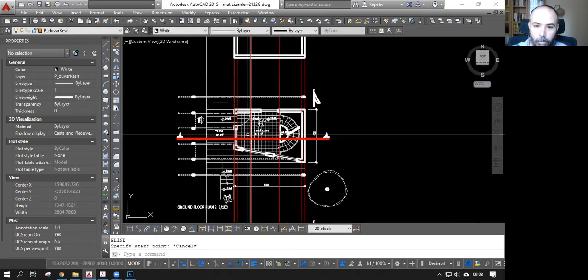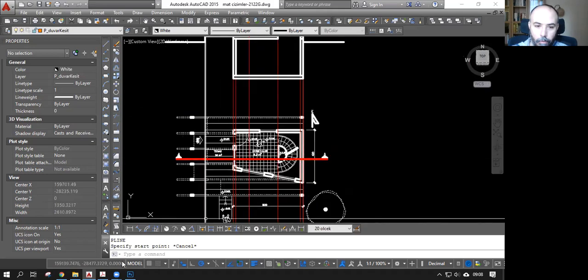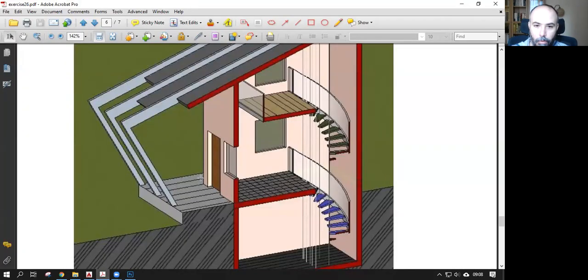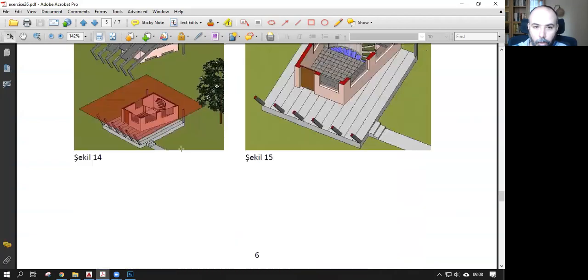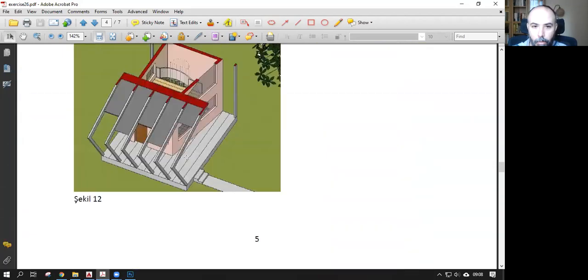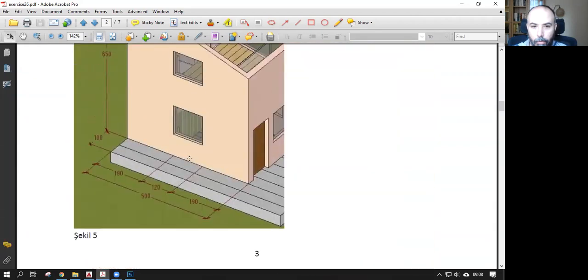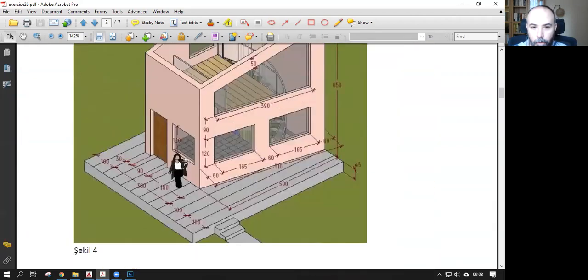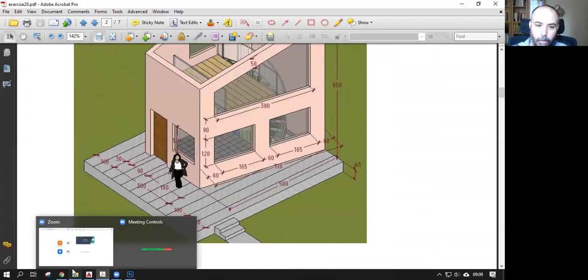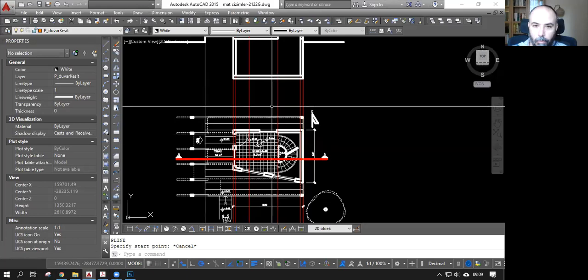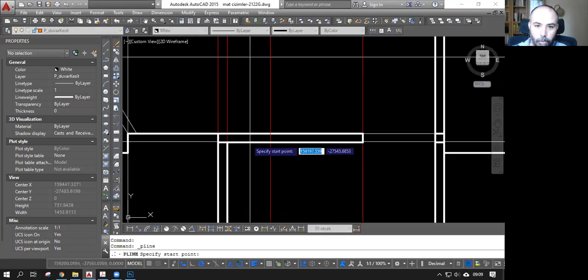Now I'm going to do the section of this window. As you can see here, it has a parapet wall, which must be 90 centimeters. Yeah, it's not given here, but we know that it's generally 90 centimeters, and the rest of the window is 120 centimeters. So this is what I'm going to do.